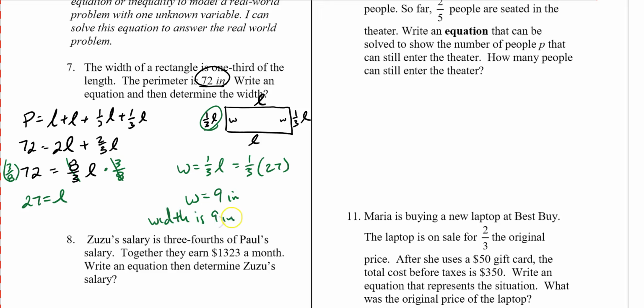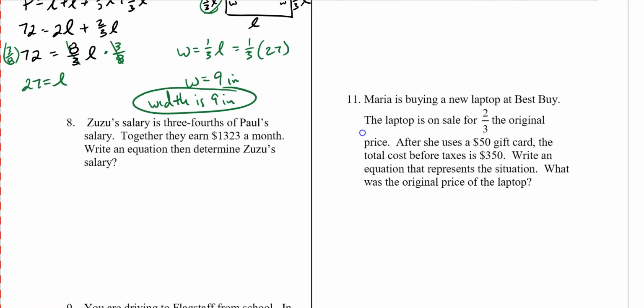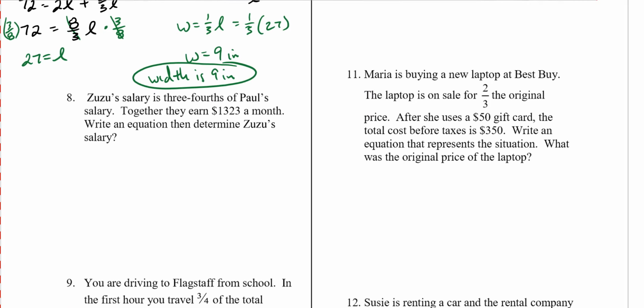Width is 9 inches. Alright, number 8. Zuzu's salary is 3/4 of Paul's salary. Together they earn $1,323 a month. Write an equation, then determine Zuzu's salary. So this is going to be very similar. If we say that P is Paul's salary, remember we need to define our variables, P is Paul's salary, then their combined salary is Paul's salary plus Zuzu's, which Zuzu is 3/4 of whatever Paul gets. And together, when we add them, we get 1,323.